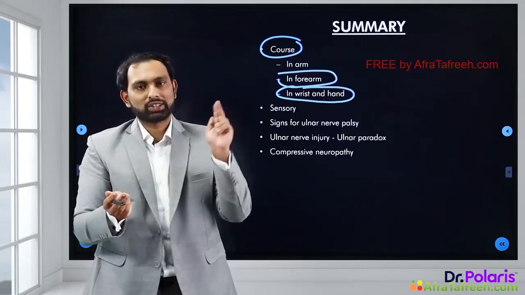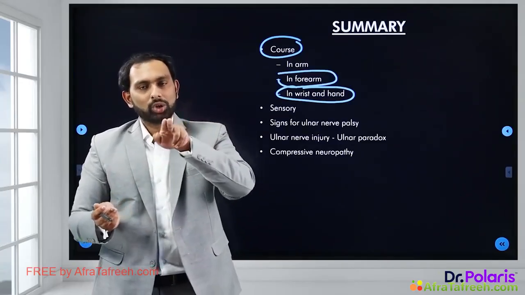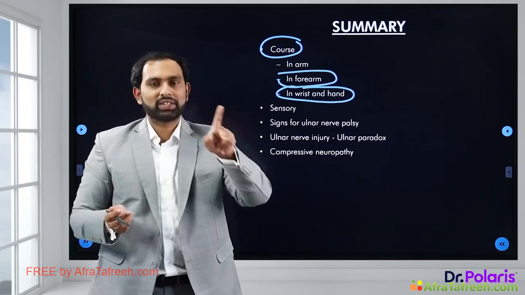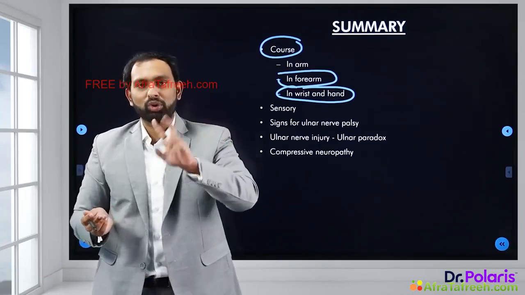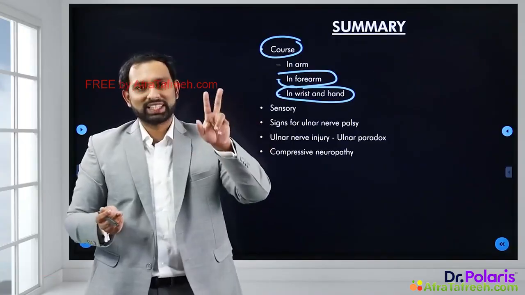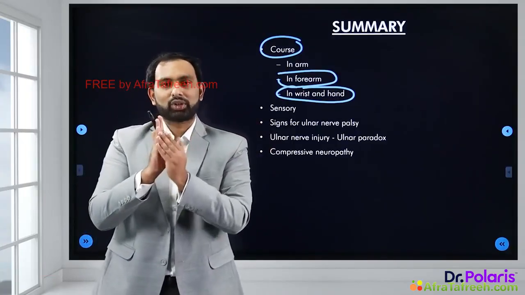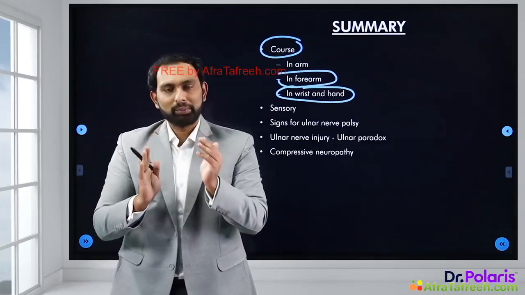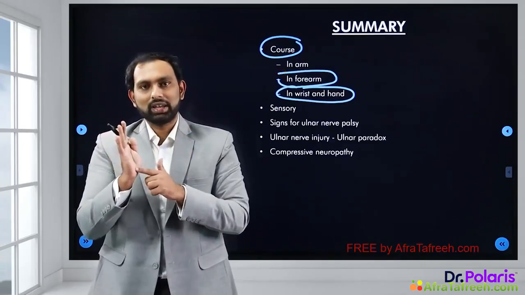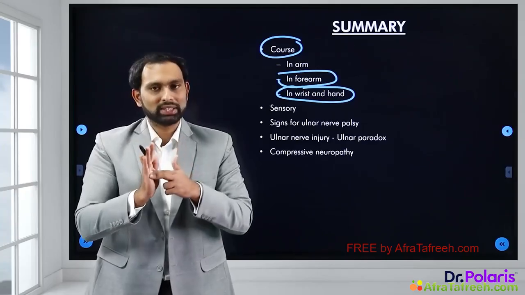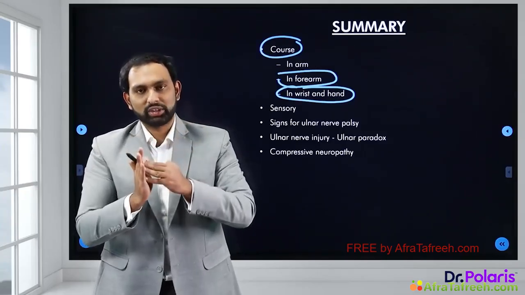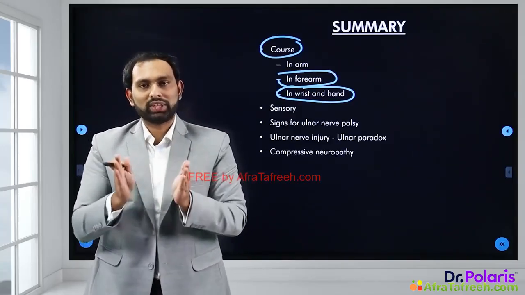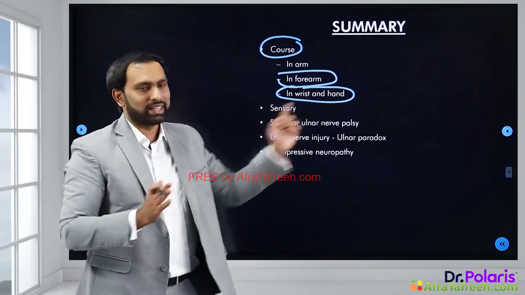In the wrist, it passes superficial to the flexor retinaculum, goes inside the Guyon's canal, then gives out a deep and a superficial branch. The superficial branch gives out one motor branch to palmaris brevis and then gives out sensory branches to the palmar aspect of the hand, that is the fifth digit and half of the fourth digit. The deep branch supplies the hypothenar muscles. After that, it supplies the medial two lumbricals, then all four of the interossei, and then the adductor muscle. So this is the course of the ulnar nerve in the wrist and in the hand.